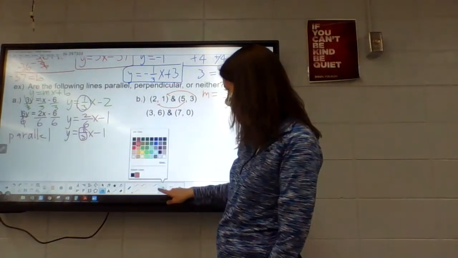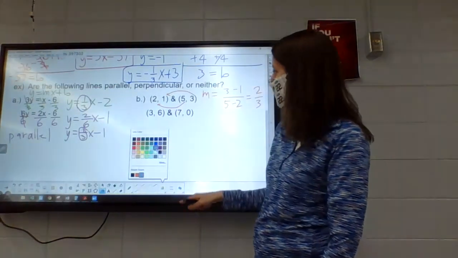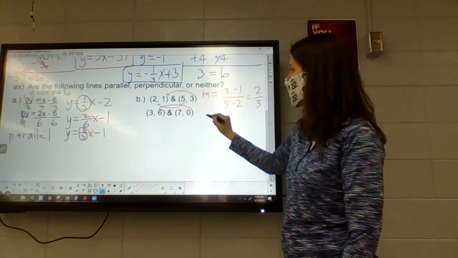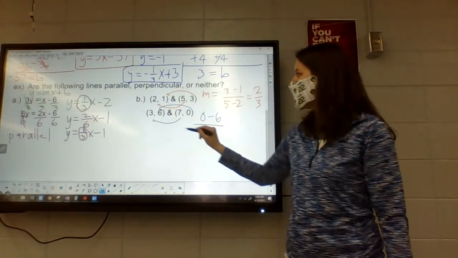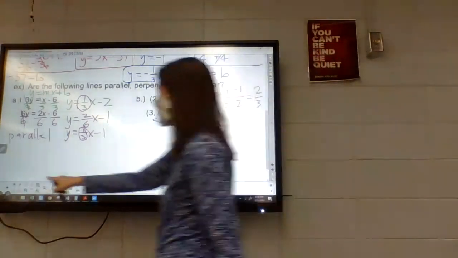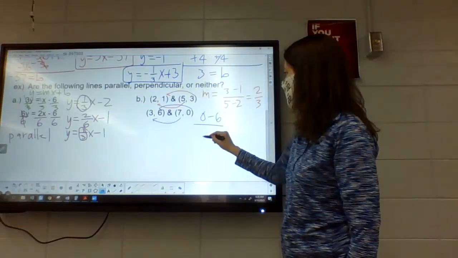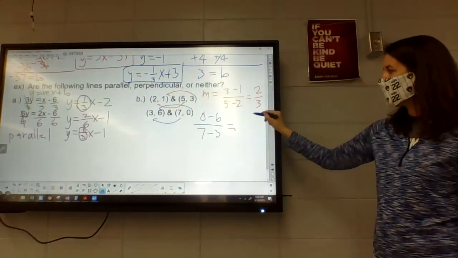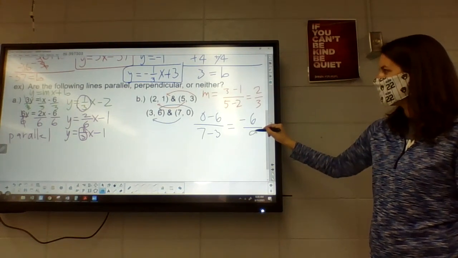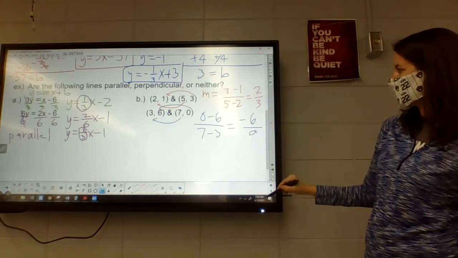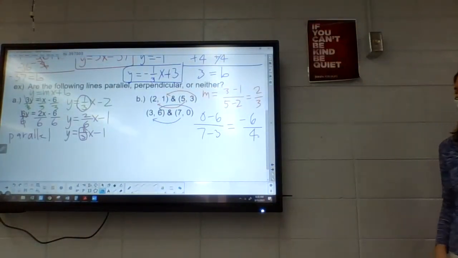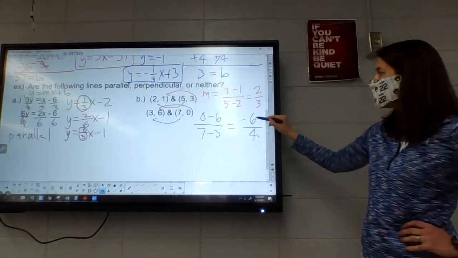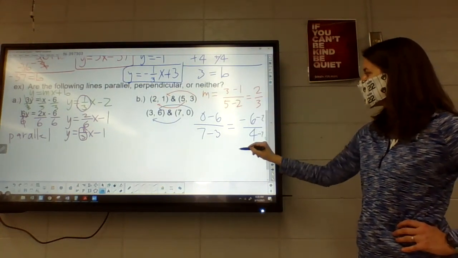Then the bottom one will go 0 minus 6, sorry, I'm not talking right. And then 7 minus 3. So we get a -6 over 4, -6/4. Now, -6/4, can that be simplified? Yeah, those can both be divided by 2. So this becomes a -3/2.